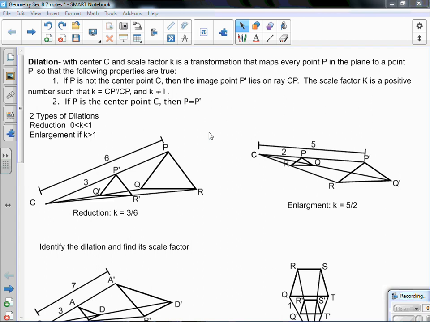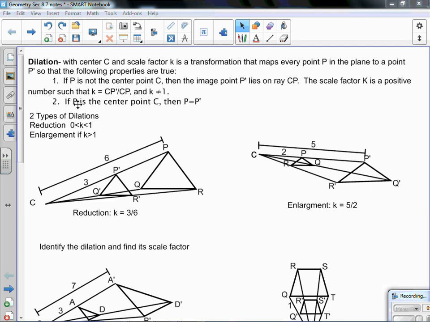If P is not the center point C, then the image point P prime lies on ray CP. Scale factor K is a positive number such that K is equal to the distance from C to P prime over the distance from C to P. Or in other words, the distance from the center point to the new point over the distance from the center point to the original point.